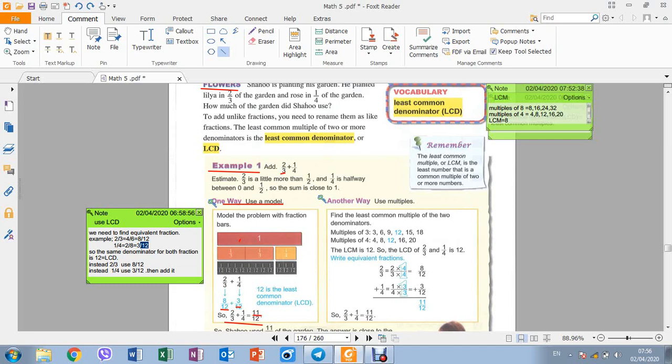These denominators are 3 and 4. So find the LCM for 3 and 4. At this time, what do you know? At first, you need to write the multiples of 3.